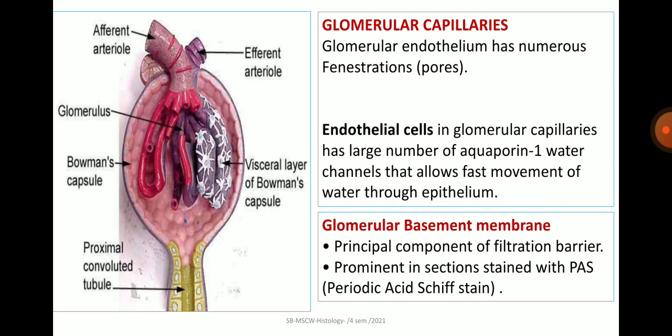Fine. So these glomerular capillaries are lined by endothelium, which is highly fenestrated. I have mentioned that these endothelial cells which line these capillaries have a large number of pores called aquaporin 1 water channels that allow fast movement of water through the epithelium. Then the glomerular basement membrane shows cells which are the principal component of the filtration barrier, and this is very prominent in sections stained with PAS, that is periodic acid Schiff stain, which can be seen only with the particular stain.